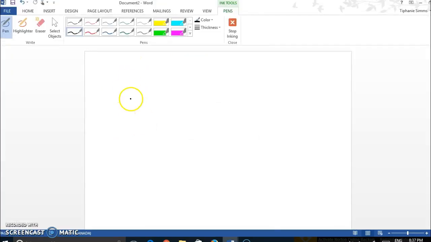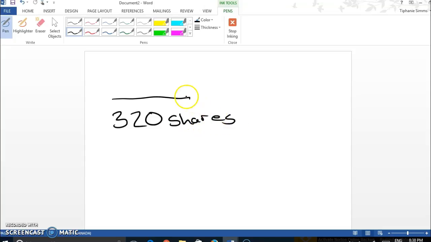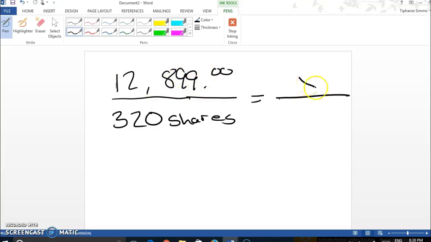Okay, so how we're going to set this up, we're going to think about this like dollars per share. That's basically what they want. So if we think about this, we got 320 shares, so I'm going to keep that on the bottom, for some amount of money, 12,899, whatever, right? What we want to know is how many dollars that is for one share.